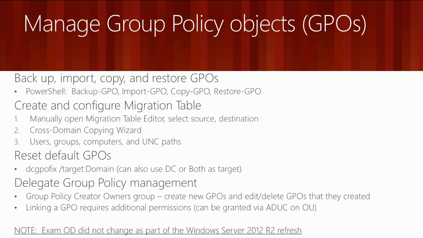And then finally, reset default GPOs. Your domain's host or your consultant go out to a site and everything's just really trashed. How do you just revert everything back? When I say everything, default domain policy, default domain controllers policy to default. That's that DC GPO fix. Let's see, group policy creator owners. All right, we're going to keep moving.